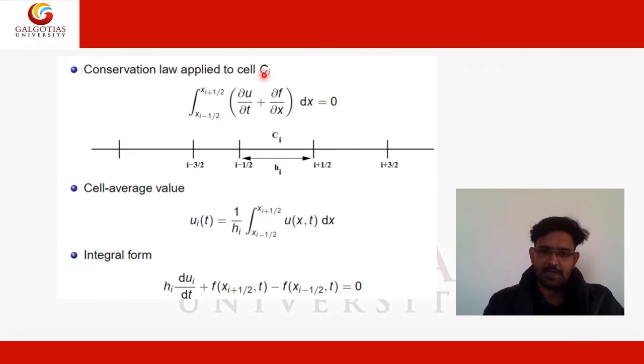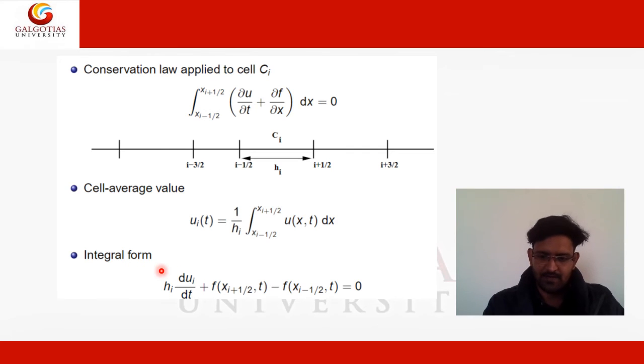Now the conservation law is applied to the particular cell Ci. So our integration is stretched from x at i minus half to x at i plus half, and this is the conservation law, where u is a function of space and time: del u by del t plus del f by del x, integrated over dx. When we find the cell average value, we divide by the stretch. So what is the stretch? That is 1 upon hi, the integral from x at i minus half to x at i plus half of u(x,t) dx. So this is the cell average value.